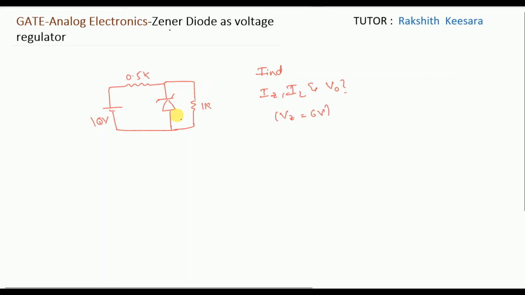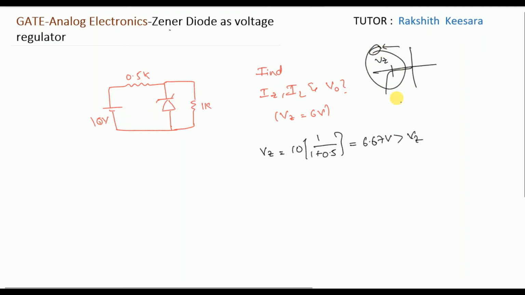Similarly, if you observe this question, guys, what will be the voltage across the Zener? 10 into 1 kilo by 1 kilo plus 0.5. That is equal to 6.67 volt, which is greater than Vz. If you observe the graph here, this is the Vz. The applied reverse voltage is greater than Vz, so it is operating in the breakdown region. So what is the equivalent circuit of Zener under breakdown? This is the equivalent circuit. It limits the voltage to 6 volt.